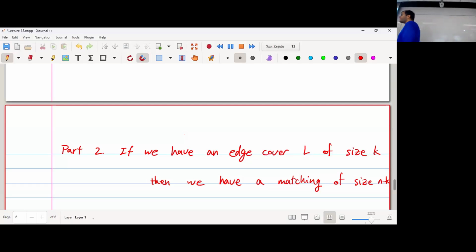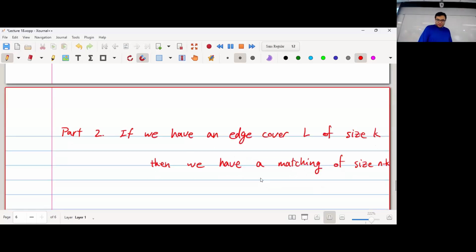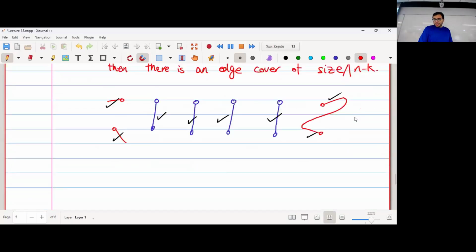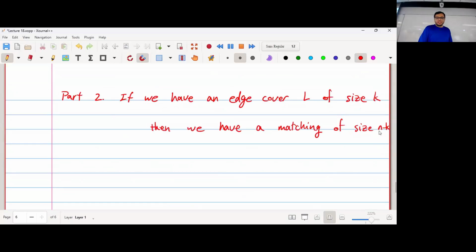This one is a bit more interesting. It says I have this edge cover and I want to find the matching. And again, just like before, here I had at most, here I will have at least, right? Because I want to find the matching of size n minus k. It's fine if I find a larger matching, because if I find a larger matching, I can just kick out some of the edges and then I'll get a smaller matching, right? So I say of size at least n minus k.